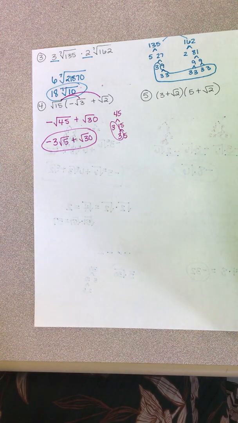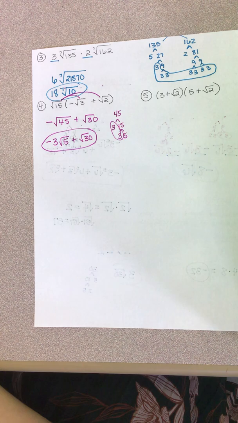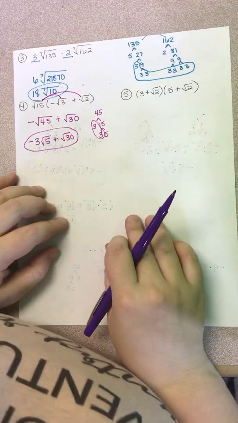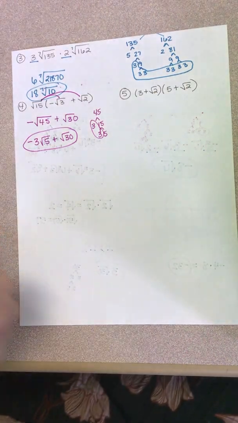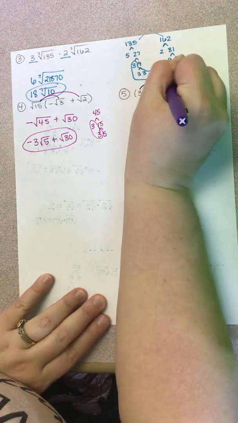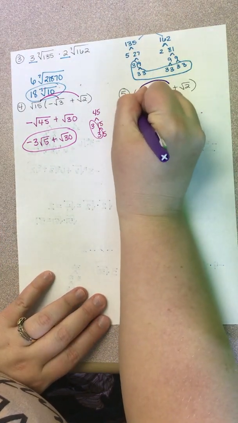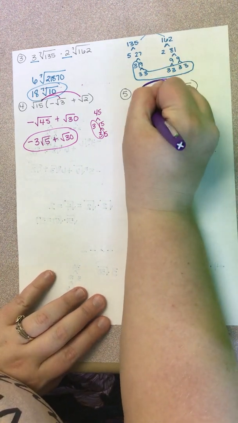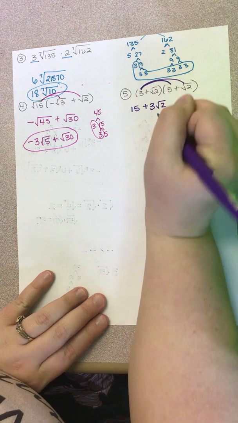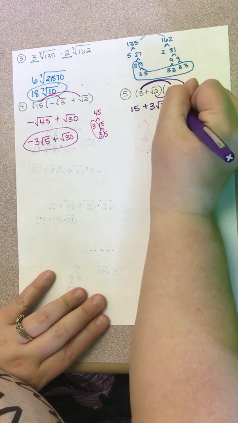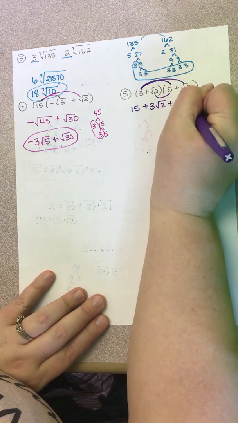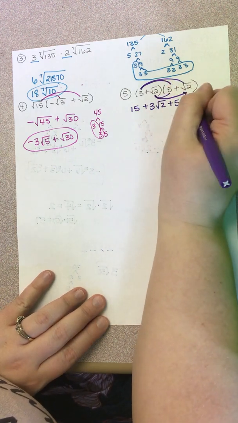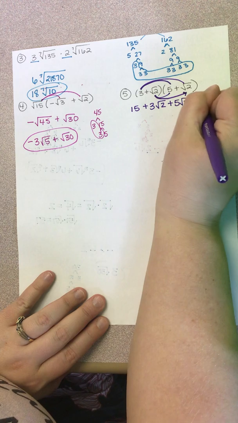And then finally we have a lovely problem right there. We're going to have to FOIL. So when I have a problem like this, I take the 3 to the 5, and that gives me 15. And then 3 times the square root of 2 gives me 3 square root of 2. And then square root of 2 times 5 gives me 5 square root of 2. And then square root of 2 times square root of 2, we talked about on the front when they're the same, it just gives me 2.